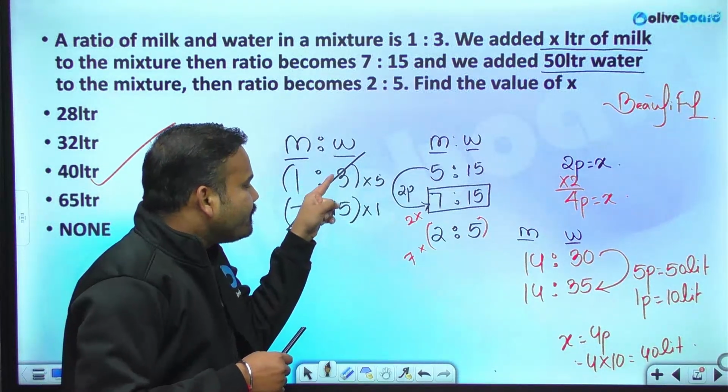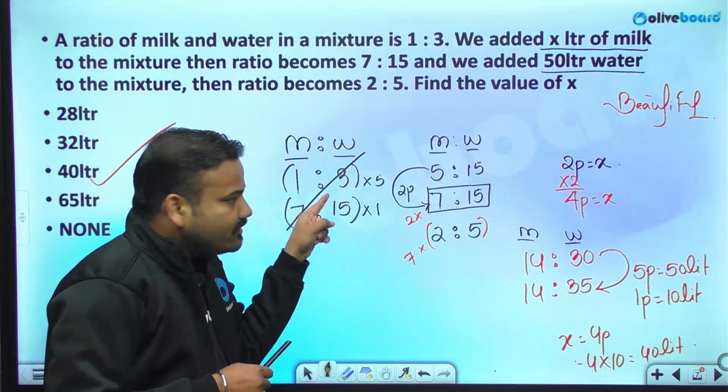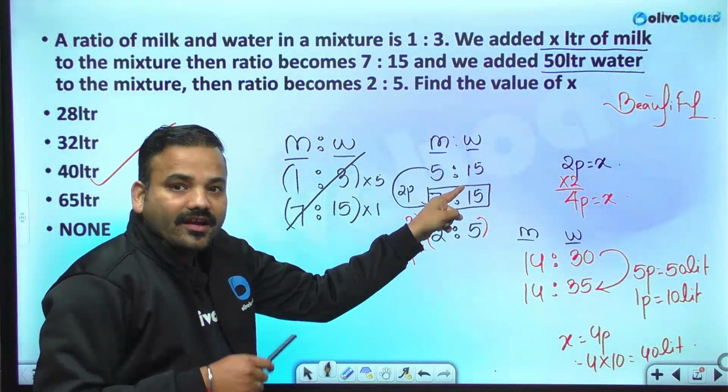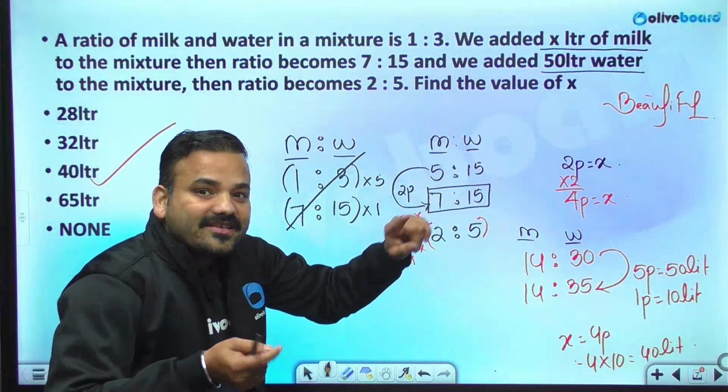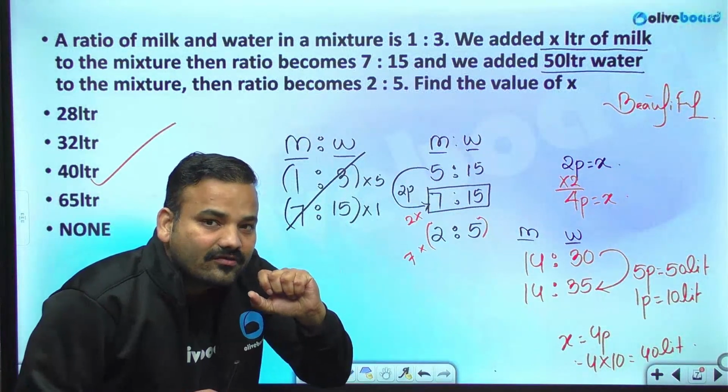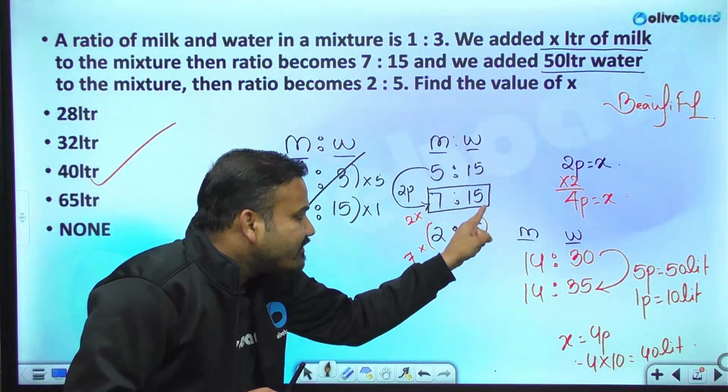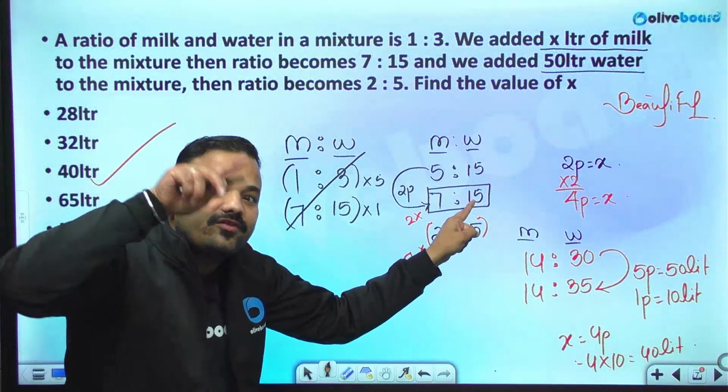So I made the water part constant. Now in the second case, what am I adding? I am adding 50 liters of water. That means the amount of milk has to be constant now. The ratio changes to 7 and 15 after the addition of water.